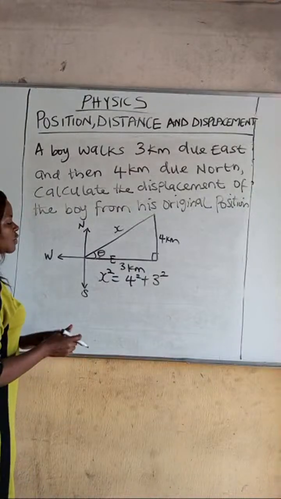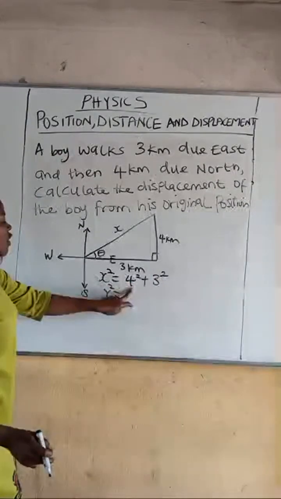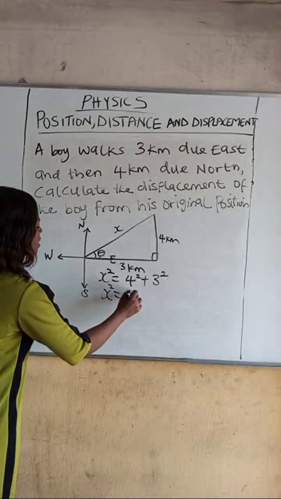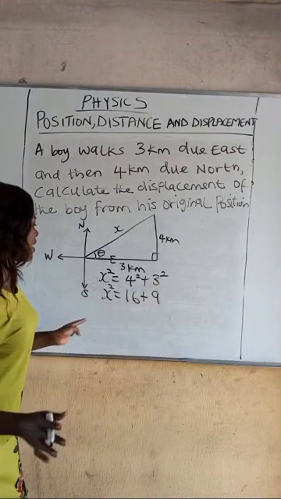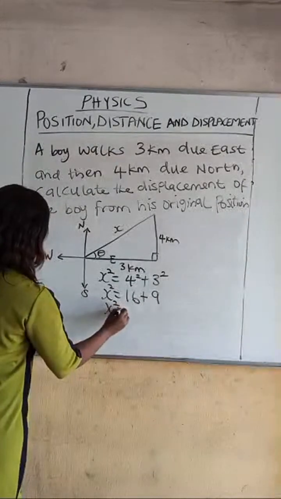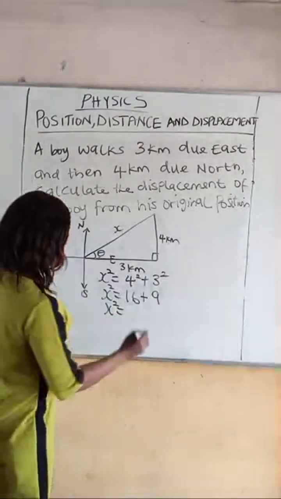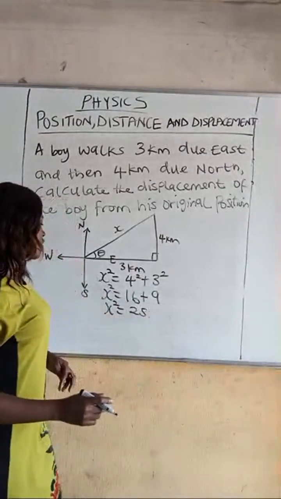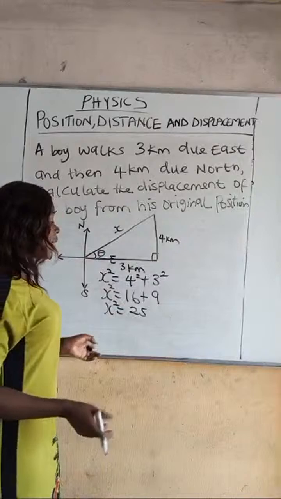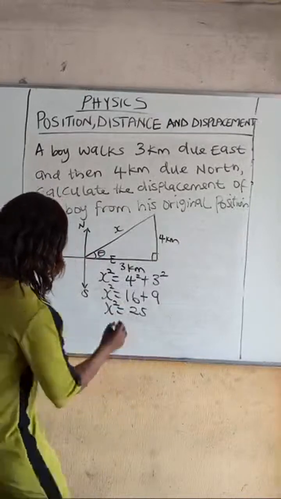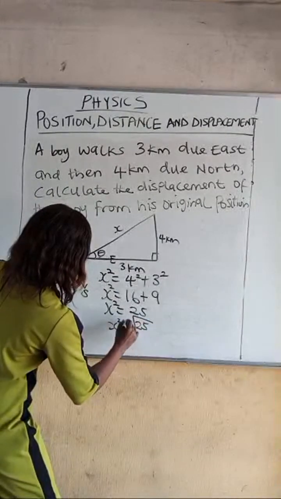Right? So what we are going to do is to say x square is equal to, what is 4 square? 4 square is 16 plus 3 square is what? 9. Now we can add them together by saying x square is equal to 16 plus 9, I'm going to have 25. So this is 25, right? So for me to get the x, which is the distance covered, but before talking about the direction, I'm going to take the roots of both sides.